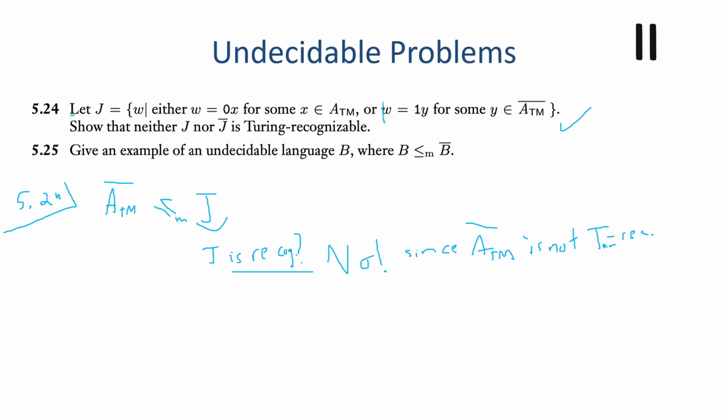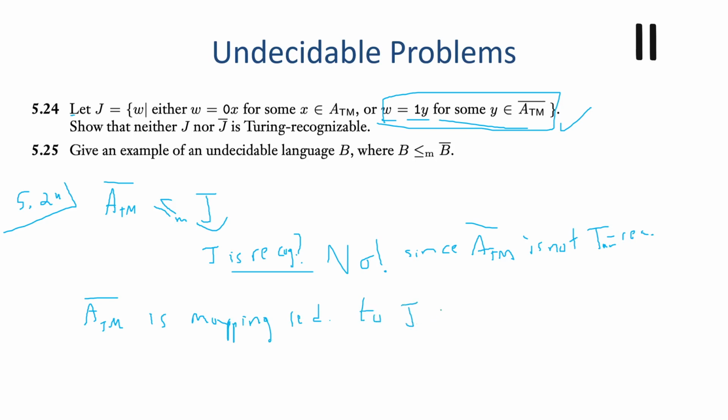Well, it's right there. W belongs to J if W equals 1y for some y that belongs to ATM complement. Like it's literally right there. ATM is mapping reducible. So let me write it. ATM is mapping reducible to J by the function that they kind of wrote for us. F of y equals 1y.